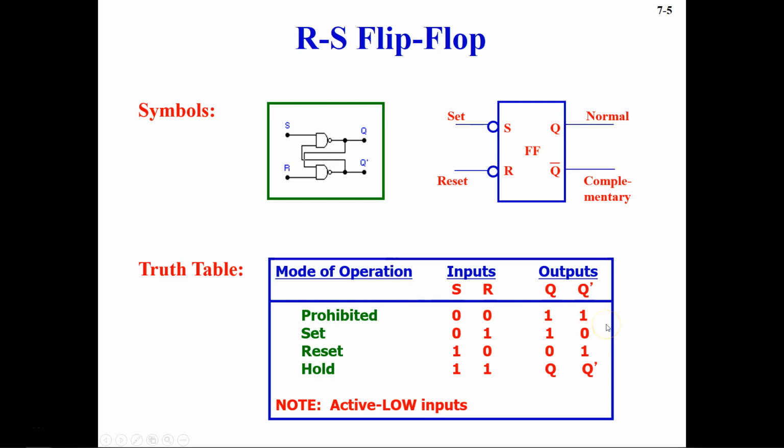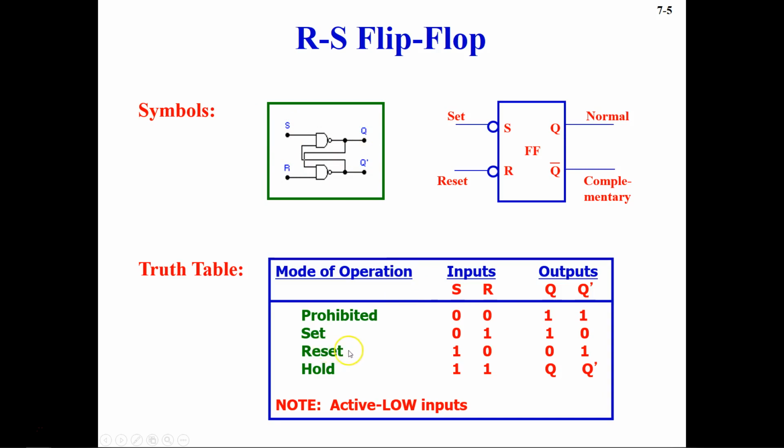So this is case 1, and the second case is the set state, when you give 0 here and 1 here. If you follow the way the input goes into the NAND gates, and you assume that there is some output already there, maybe 1 or 0, and based on that you evaluate, you will always get Q equal to 1 and Q dash equal to 0. So when your set is 0 and reset is 1, at that time your Q is going to be 1.